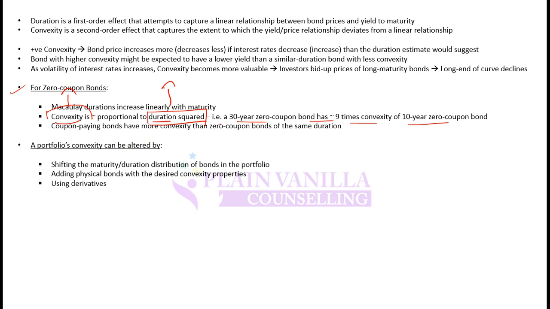The relationship is the square of duration. So for example, if there is a 30-year zero coupon bond and a 10-year zero coupon bond, what is the duration of the 10-year zero coupon bond? 10, and the duration of the 30-year is 30. That means its duration is 3 times that of the 10-year zero coupon bond. So convexity would be 3 squared, that is 9 times the convexity of the 10-year zero coupon bond. Coupon paying bonds have more convexity than zero coupon bonds of the same duration, and it is very obvious why.